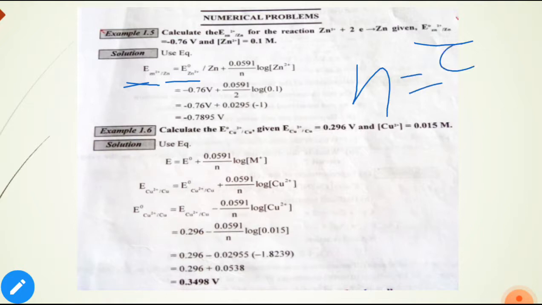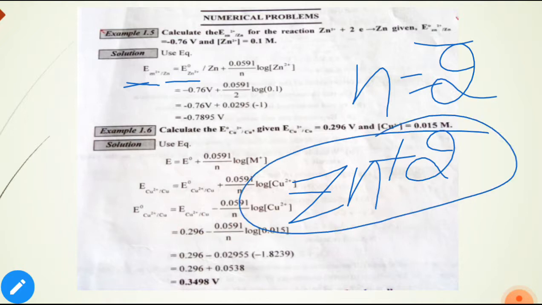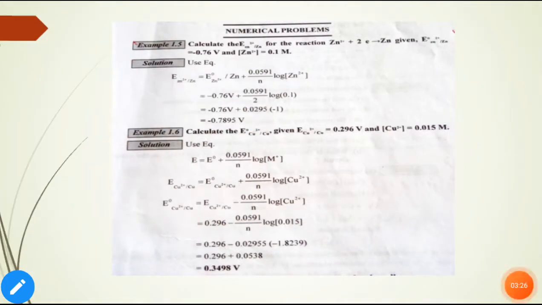Here you have to substitute n is equal to 2, because Zn2+ is in the +2 oxidation state. Then log of the Zn2+ ion concentration, which will be 0.1 molar. You have to substitute the Zn concentration. After substituting the given values, you get the answer, that is equal to minus 0.7895 volt. Okay, this is our first problem.